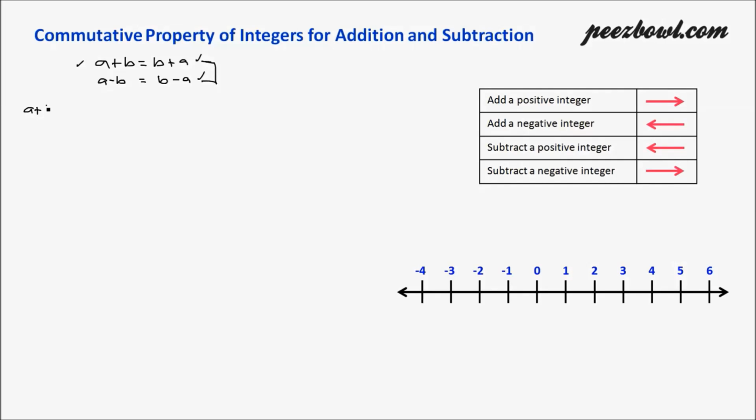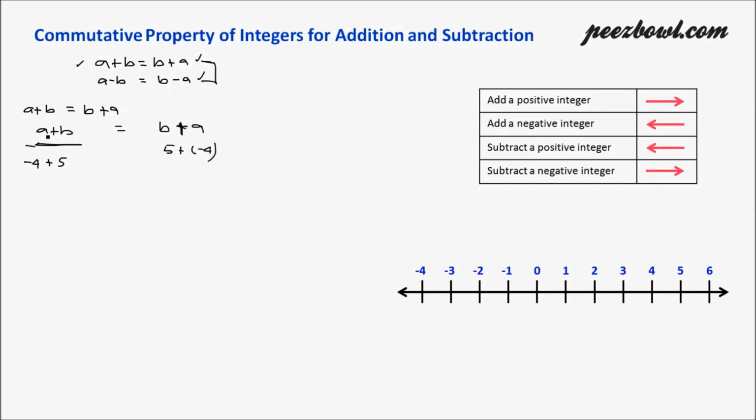We need to find out whether a plus b is equal to b plus a. Let me write it down again. a plus b, let us give some space, is equal to b plus a. Alright, so we need to put some integers to replace a and b. Maybe I choose -4 for a and 5 for b. So in the reverse order, we have 5 plus -4.